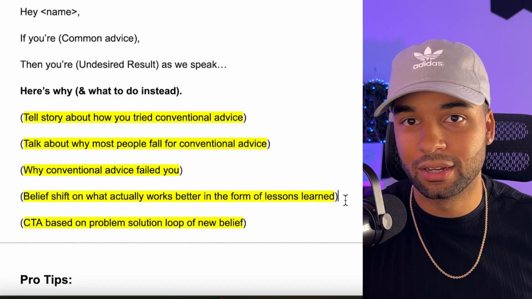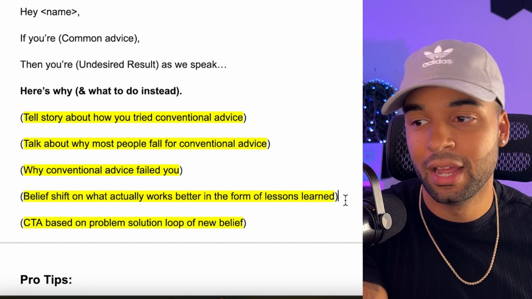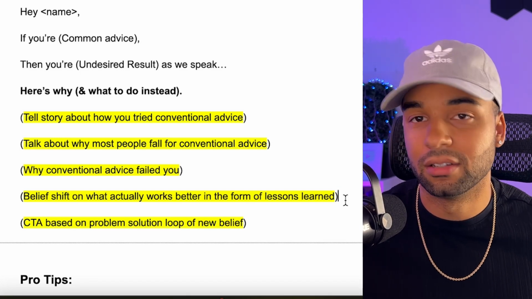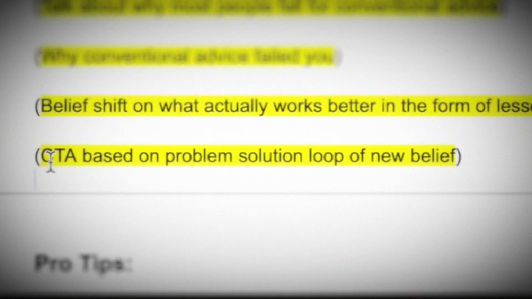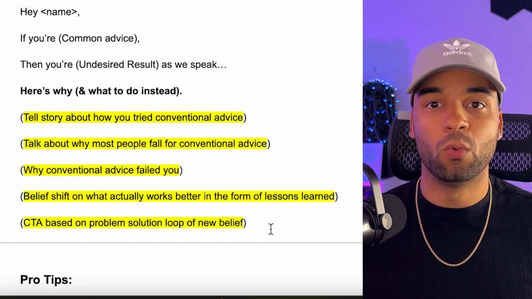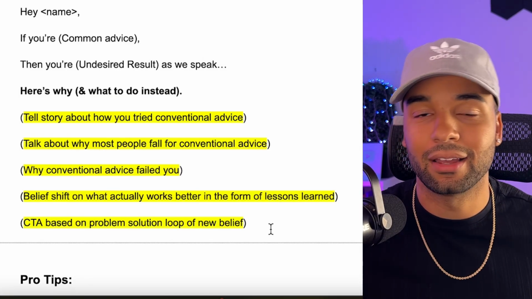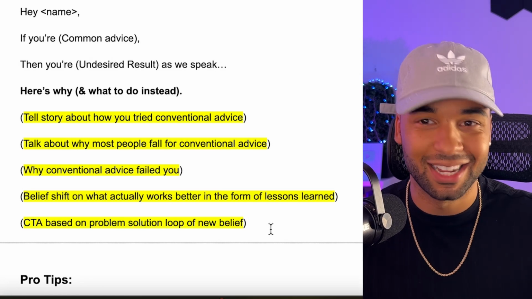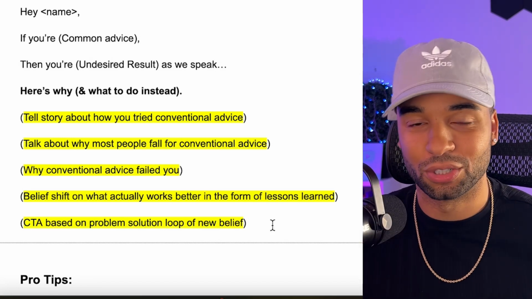So I eat a lot of the times throughout the day, except I have all my meals portioned out into these little containers. Whenever I'm hungry, I have a little container. It satisfies me for the day, and then I just go through, right? Maybe that is the learning lesson. And then a CTA based on the problem solution loop of the new belief. So if you want to get my exact snacking strategy, or whatever it is, again, examples, then click here and I'll show you how, right?